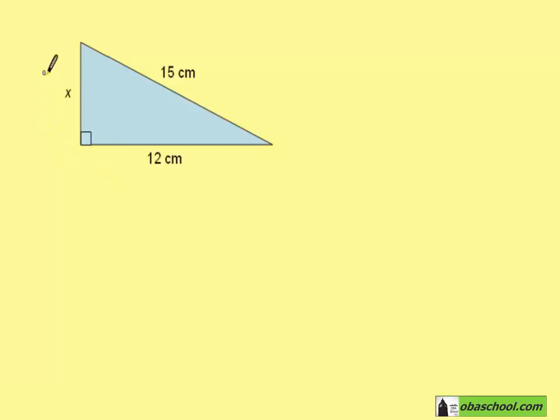In this example, for the first time, we're finding the length of a side which is not the hypotenuse. It's a right-angled triangle, so we can still use Pythagoras' theorem. a squared is b squared plus c squared. But remember, the letter on its own, the a, is always the hypotenuse. So the hypotenuse is a, and the shorter sides we can call b and c.